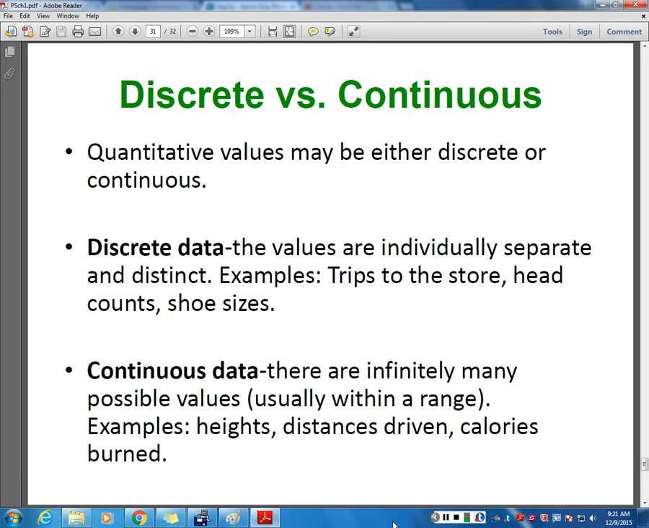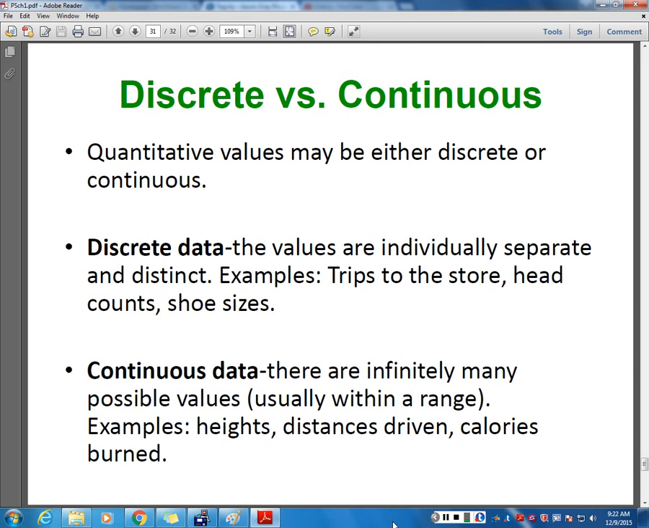Quantitative data values can also be either discrete or continuous. Discrete data consists of values that are individually separate and distinct. For example, the number of trips to the store last week. You could have gone 2 times, you could have gone 3 times or 4 times, but you couldn't have gone 3.145462 times. That's not possible. Those are discrete values. You either went 3 times or 4. You couldn't have gone 3 3/4 times.